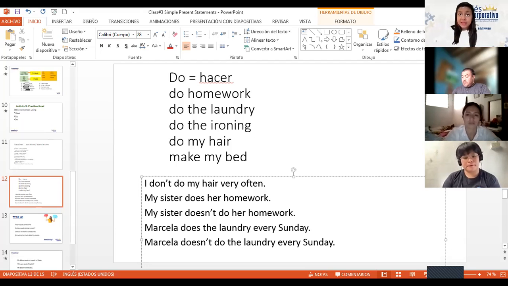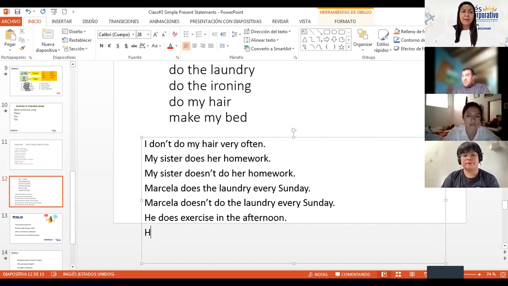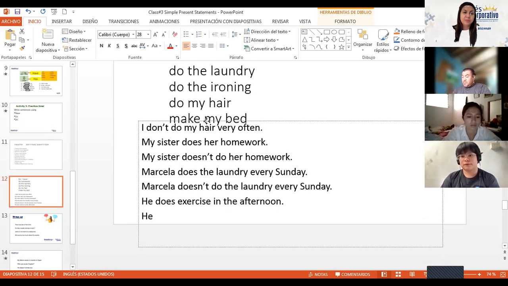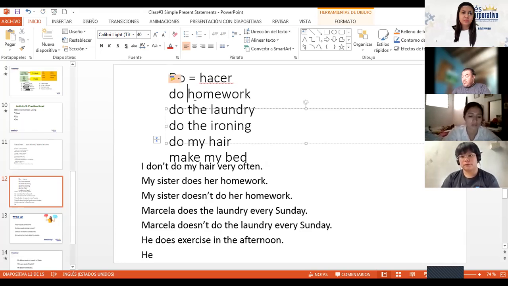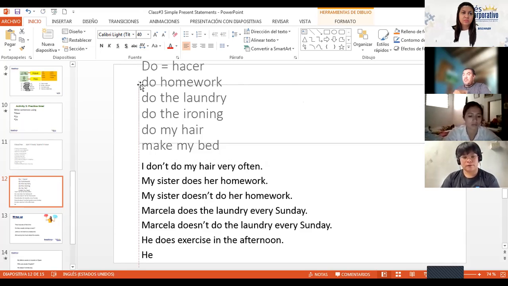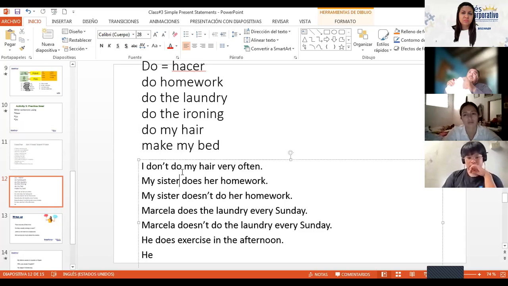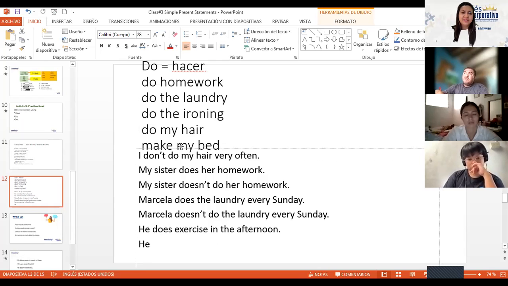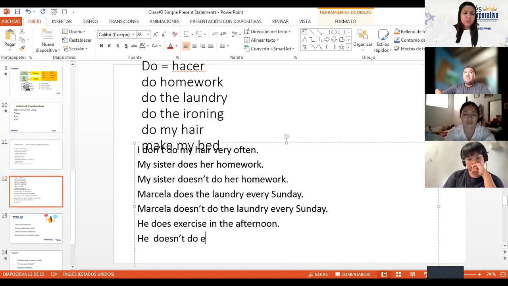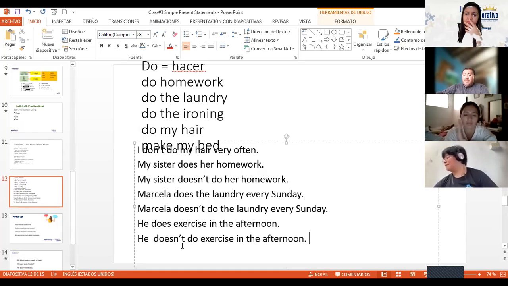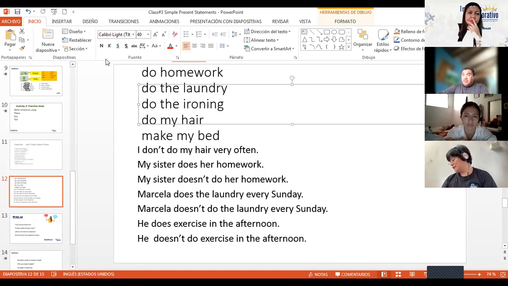También puede ser do exercise. Entonces vamos a poner he does exercise in the afternoon. ¿Y negativo cómo sería? Negative form. Excellent. He doesn't do exercise. He doesn't do exercise in the afternoon. Okay. Ahí está. He doesn't do exercise in the afternoon.